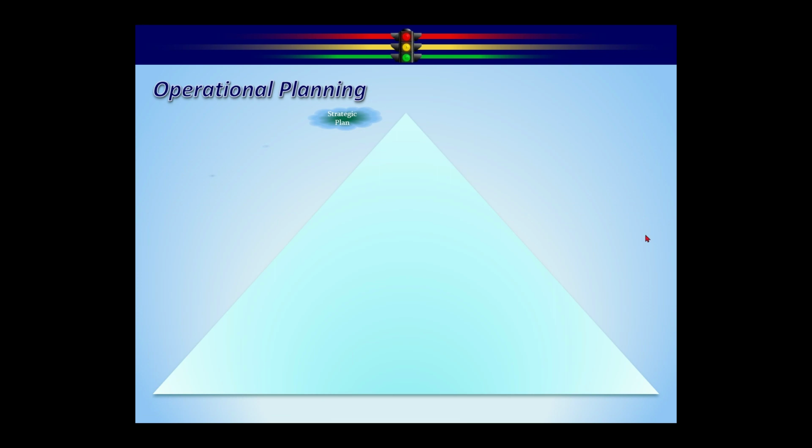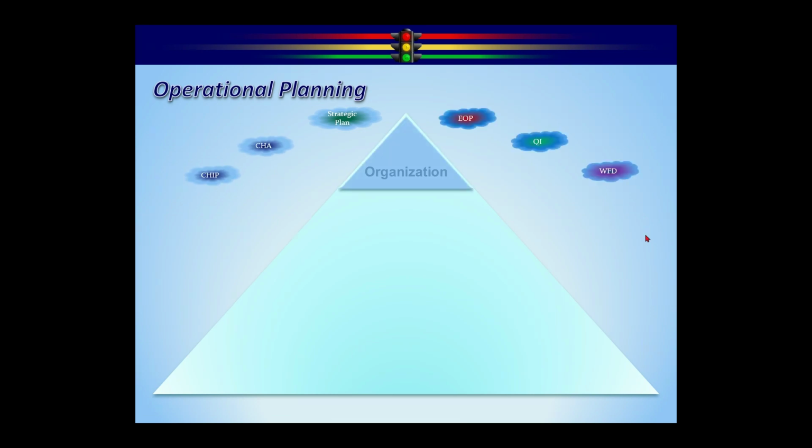So let's talk about the operational planning model. This model's been around for at least as long as I've been in public health, like I say, 20 plus years. It's a very, very concise model on creating operational plans in a very structured hierarchical format. So the very top we call the pyramid here is the organization, which is merely your health department.